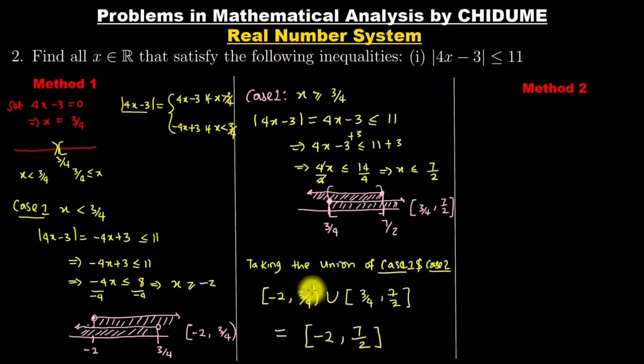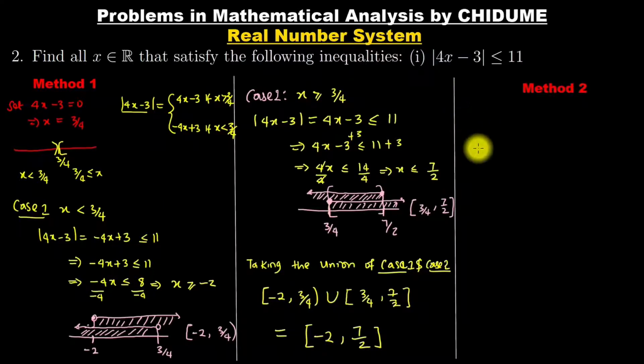Why? Because this is open at this end and this is closed at this end. That means it's including the point 3 over 4 here. Here 3 over 4 is not included, but here it is included. So if I take the union of these two sets, I'm going to have negative 2 comma 7 over 2, in which 3 over 4 is going to be part of this set. Of course, this is the solution set for this inequality.